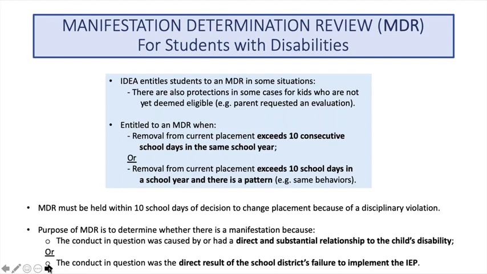An MDR must be held within 10 school days of the decision to change placement because of a disciplinary violation. The purpose of the MDR is to determine whether there is a manifestation. And there can be a manifestation because either A, the conduct in question was caused by or had a direct and substantial relationship to the student's disability, or B, the conduct in question was the direct result of the school district's failure to implement the IEP. And you could certainly have scenarios where you can check both of these boxes. It's a direct and substantial relationship. It's also a failure to implement the IEP.